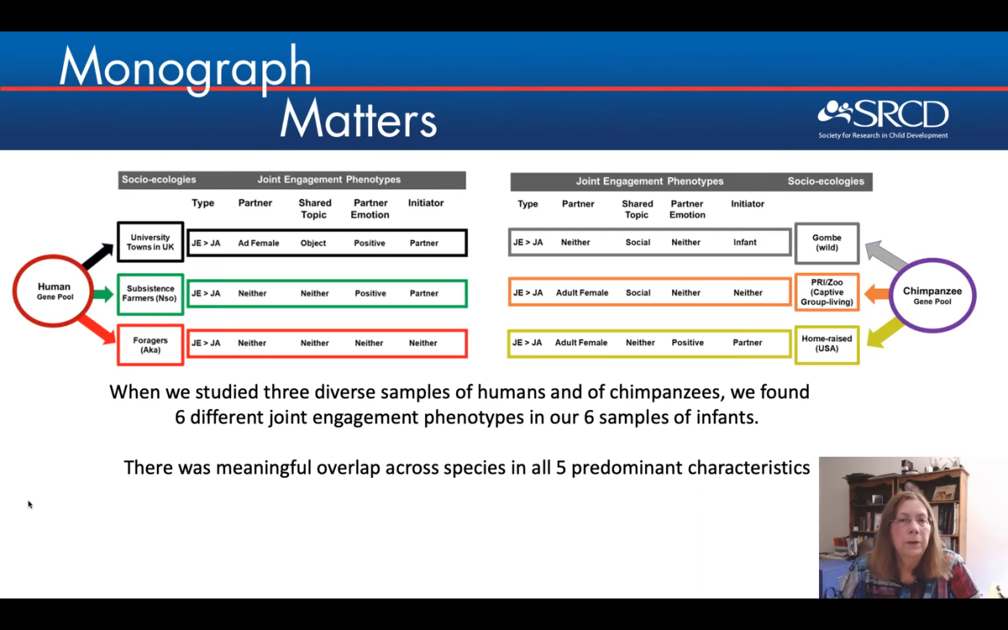The way forward is to use multiple groups to include the diversity within the human species, and similarly to use multiple groups to include diversity within chimpanzee species. With this more inclusive view, we can learn how infants and partners engage together about shared topics, and learn that behavioral phenotypes of joint attention are highly contextualized for both species.